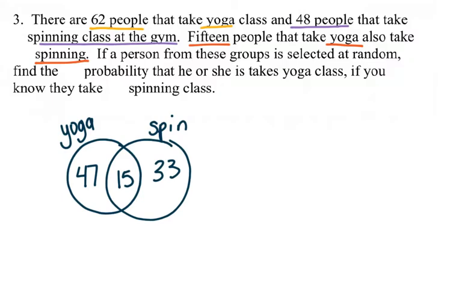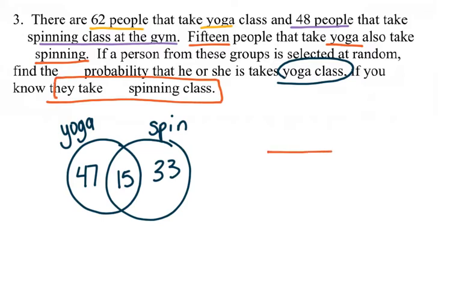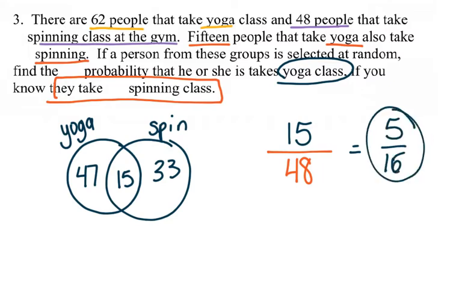If a person from the group is selected at random, find the probability that they take a yoga class if you know they take spinning class. So my bottom number is the people who take spinning class. There are 48 people that take spinning class. And there are 15 people that take spin and yoga. So 15 out of 48, which you can reduce. So my answer is actually 5 out of 16.